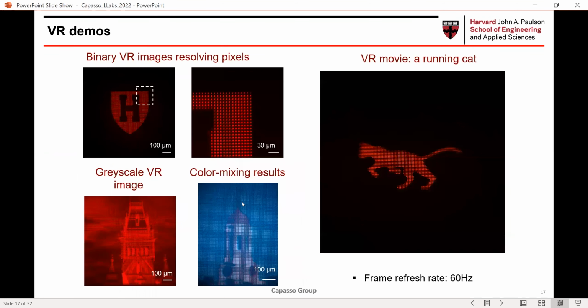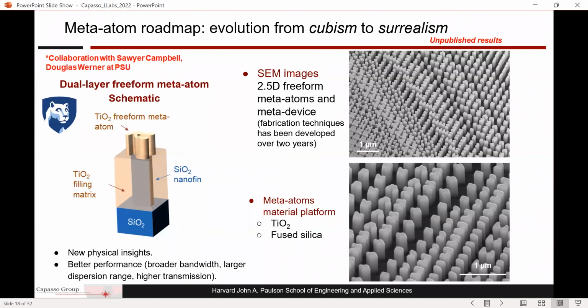It's an interesting kind of existence proof that it's a promising area to pursue. So you see a good binary image with well-resolved pixels here, also a good grayscale image and good color mixing result. And we also have here a VR movie of a running cat with this refresh rate. So what we are after again is to make achromatic lenses across the entire visible.